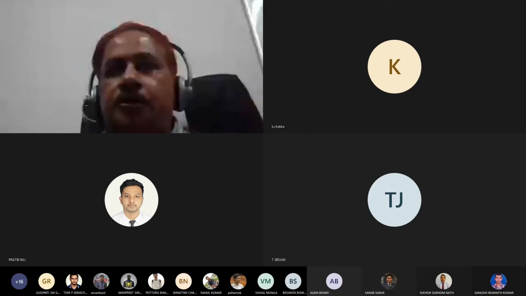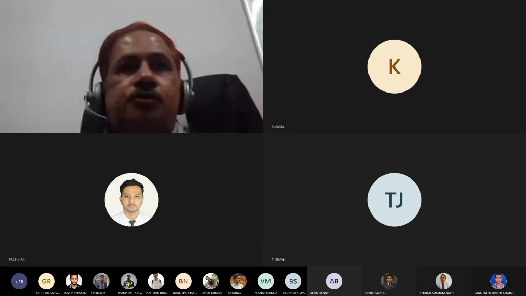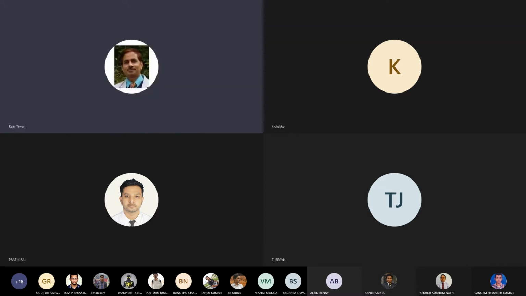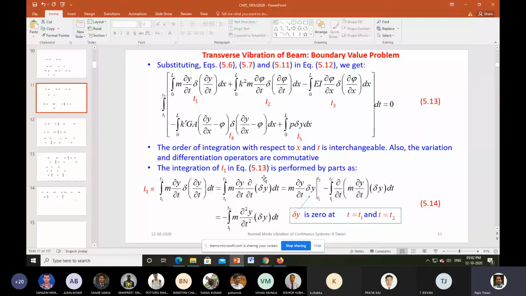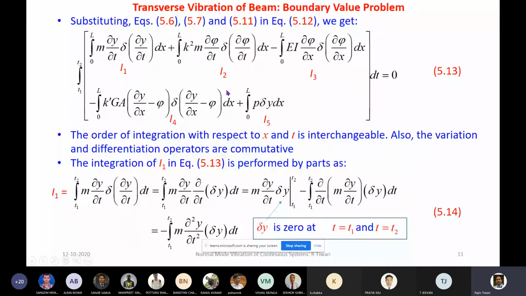So I will share this slide again, which we left in the last class. Here a little bit of mathematics is there, but I think those steps are very important to understand. Please look into the equations, and once you are through with these steps, then whenever the kinetic energy and potential energy are given to you, you should be able to derive the equation of motion and the associated boundary conditions of the problem.